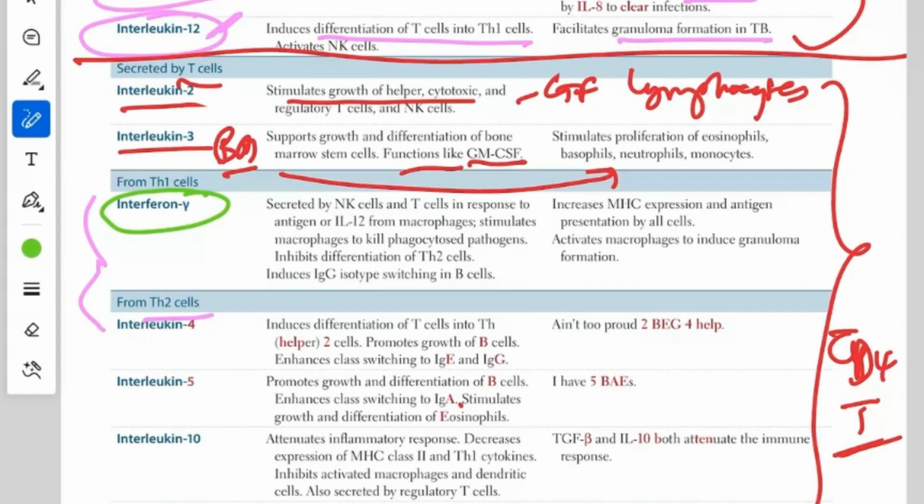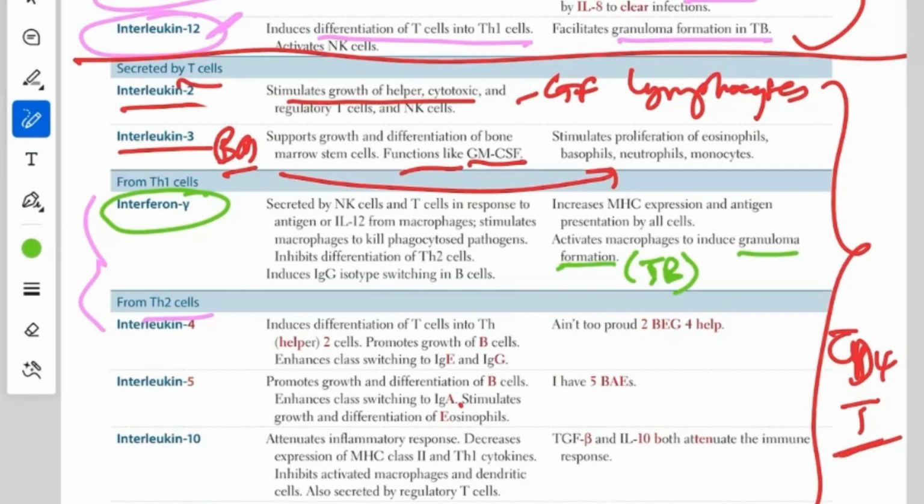And what's it most important for? TB. All this granuloma formation I'm talking of here, TB. So interleukin 12, interferon gamma, TB. And what's the thing that you see in TB that they will test you on? Granuloma. Another condition unrelated to TB that they talk about is sarcoidosis, but we'll talk about that when we get to another condition.